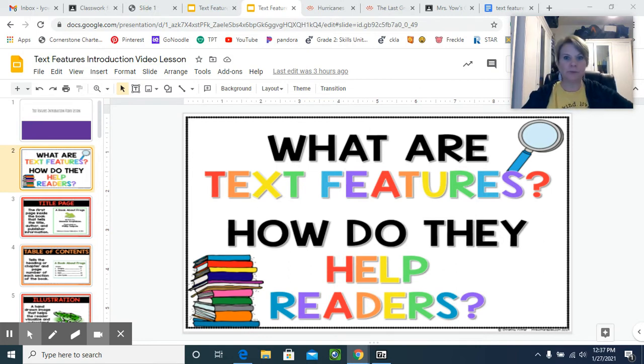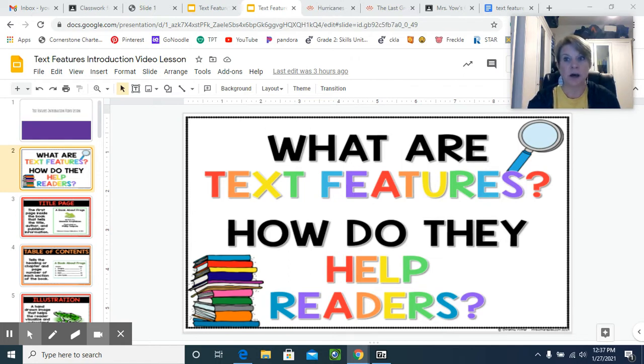So for the next few weeks, we're going to be working on something called text features. So what are text features and how do they help readers? Text features give us information in a nonfiction text and they make the text, which is a passage or a book, easier for us to understand.